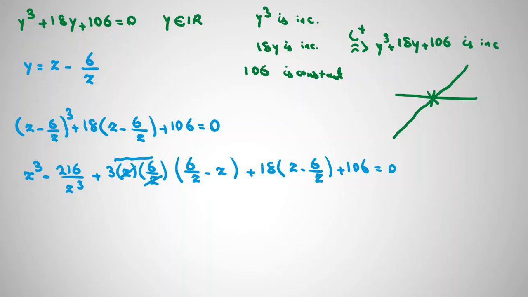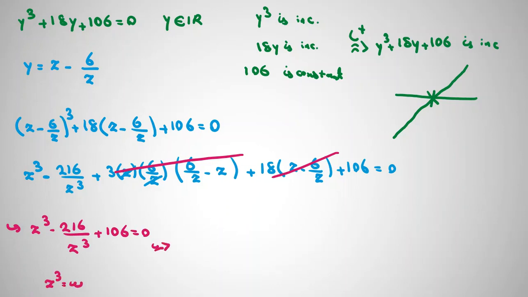3 times 6 is 18. If you pay attention, this term, 18 times 6 over z minus z, is exactly the negative of this term, 18 times z minus 6 over z. They will be cancelled. And now it's good because we have z cubed minus 216 over z cubed plus 106 equals 0. Next step, I consider z cubed equal to w. I replace: w minus 216 over w plus 106 equals 0. We multiply both sides by w.